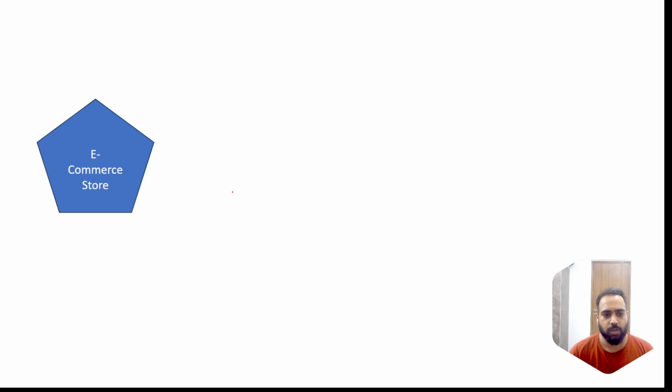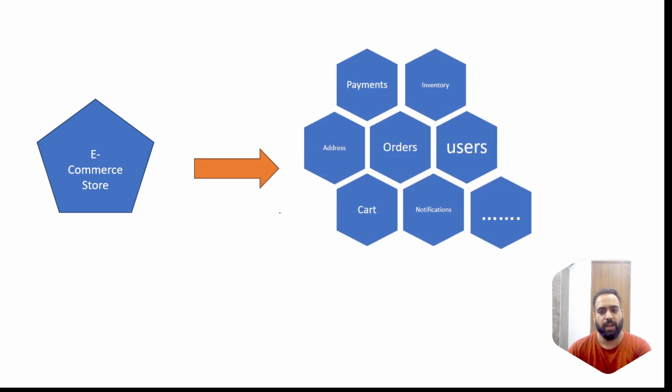So for example, suppose you have this e-commerce store and we have multiple microservices in place. We have order microservice, payment microservice, address microservice, user microservice, cart microservice, notification microservice, and so on and so forth. So these microservices will interact with each other. If you place an order, then the user microservice will be called and updated that the order has been placed. Then the user microservice will fetch the address from the address microservice. Likewise, we have the setup here for an e-commerce web store.